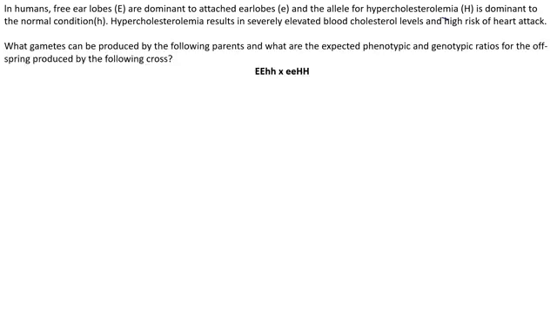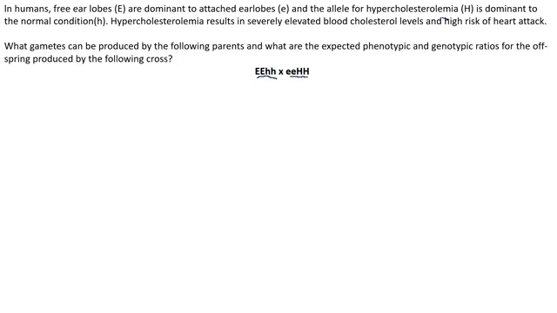All right, so now we have a cross. We've got two individuals here, and the question is, what gametes can be produced by the following parents, and what are the expected phenotypic and genotypic ratios for the offspring produced by this cross? So let's just look at the cross first, and this is what you want to do every single time. Just take a look and see what's going on.